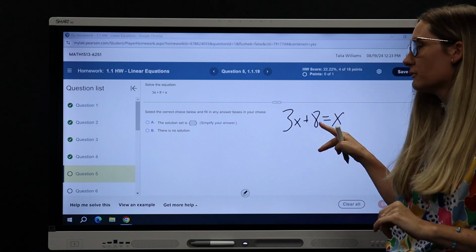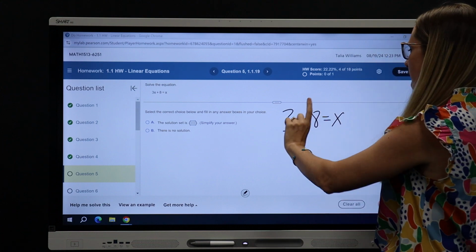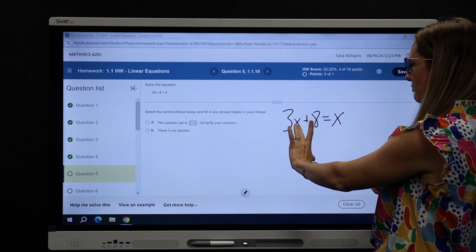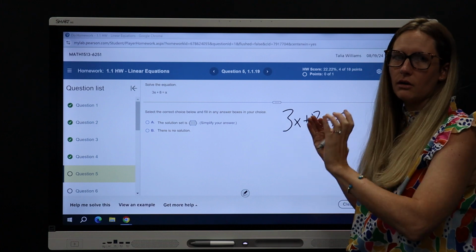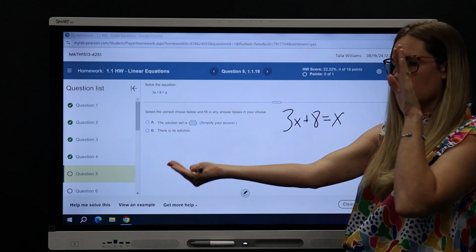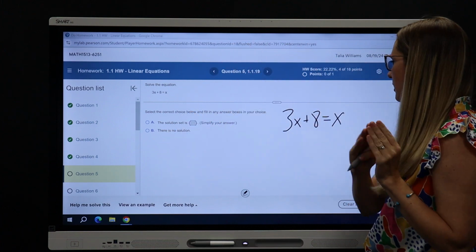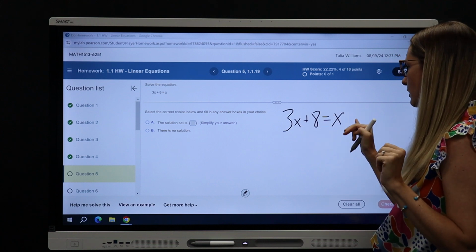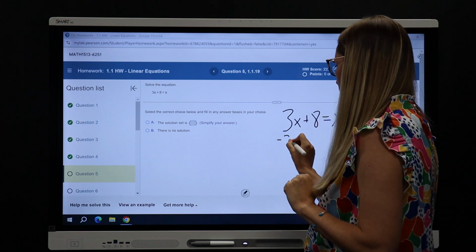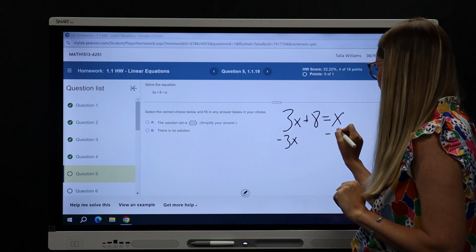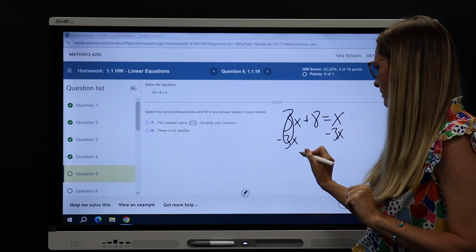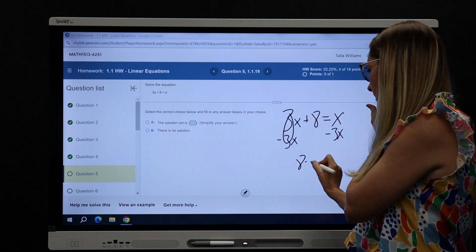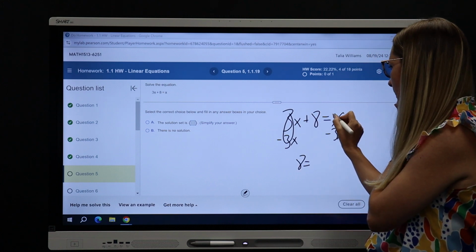Okay, this is our first question to have 2 variables. So I have an x here and an x here, because we have 3x plus 8 equals x. Whenever we're solving, we need all the unknowns on one side and our numbers on the other. Since there's just an x on this side, I'm going to subtract 3x. So 3x subtract 3x over here is 0, so that one's gone. And I'm going to have 8 equals, and remember this is 1.